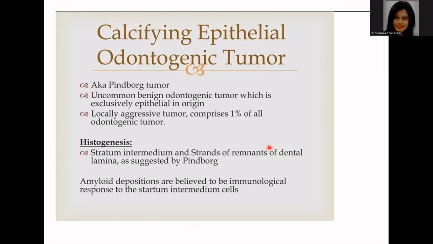All right, the next lesion is calcifying epithelial odontogenic tumor, also known as Pindborg tumor. It is an uncommon benign odontogenic tumor, exclusively epithelial in origin, and locally aggressive, comprising 1% of all odontogenic tumors. Regarding its histogenesis, as suggested by Pindborg, the stratum intermedium and strands of remnants of dental lamina are the origin of this tumor. Amyloid deposition is believed to be the immunological response to stratum intermedium cells.